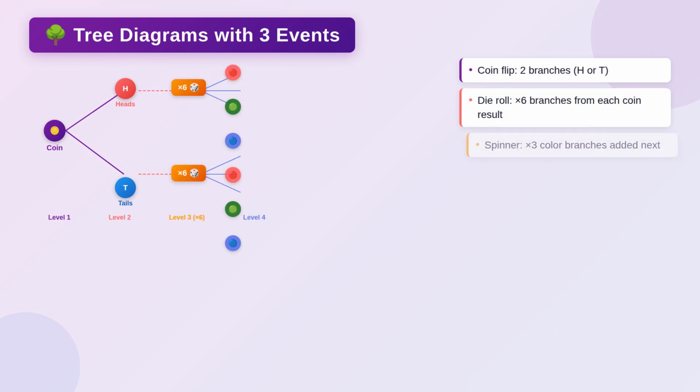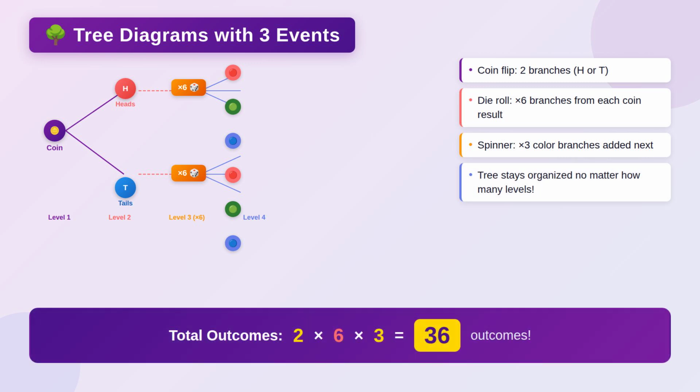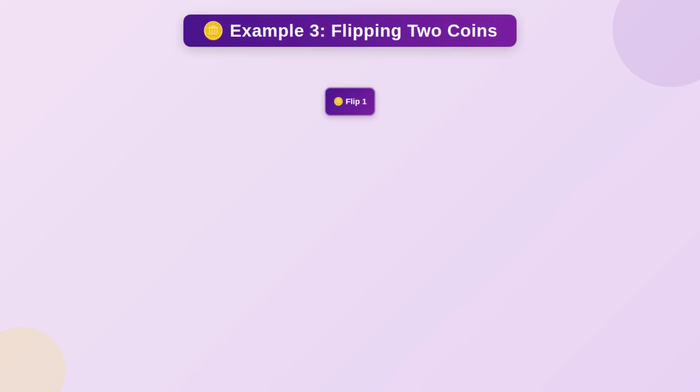Here's the cool thing about tree diagrams. They work for 3 events too. You just keep adding more branches. Imagine flipping a coin, rolling a 6-sided die, and spinning a spinner with 3 colors. The coin gives 2 branches, the die gives 6 branches from each coin result, and the spinner adds 3 more. 2 times 6 times 3 gives us 36 total outcomes. It gets big fast, but the tree keeps it organized. Maya's getting the hang of this now.